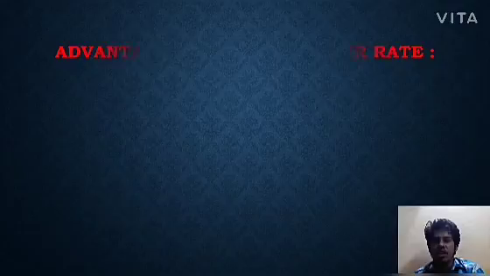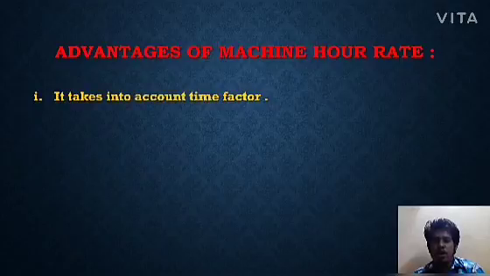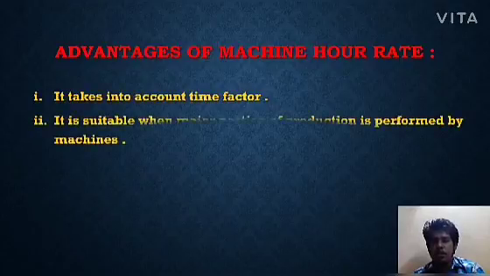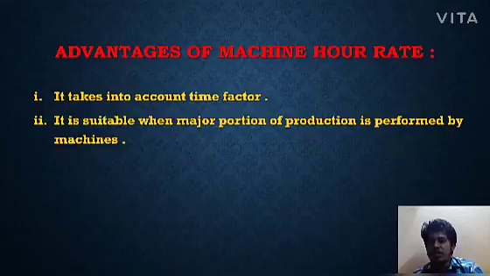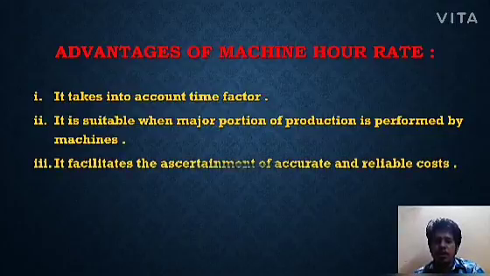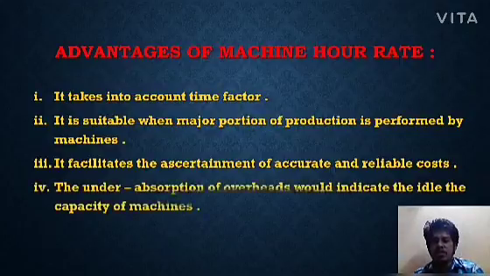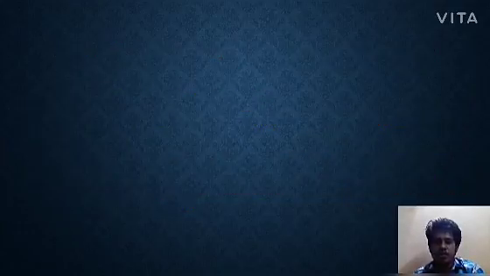Next, we're going to see the advantages of machine hour rate. First point is it takes into account the time factor. It is suitable when the major portion of production is performed by a machine. It facilitates the ascertainment of accurate and reliable cost. The under and over absorption of machine hour overhead would indicate the idle capacity of the machine.